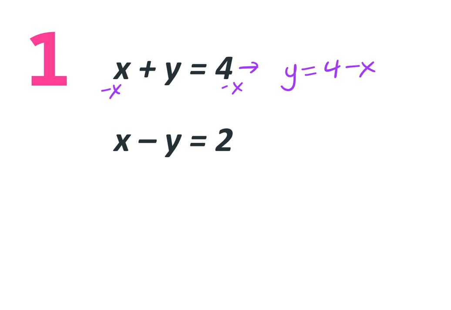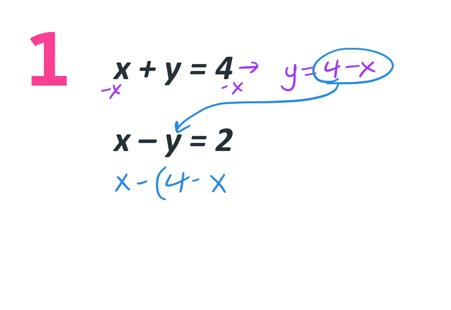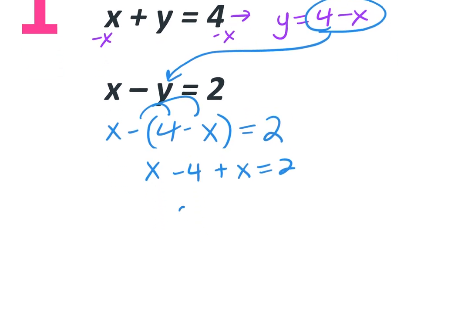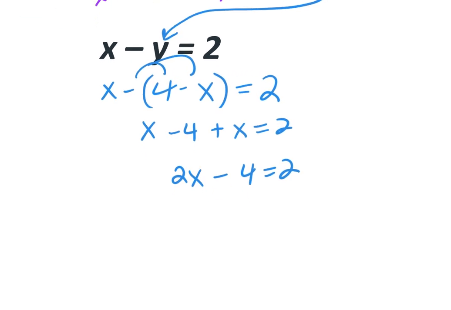So then I'm going to take what y equals from that one and plug it in the place of y in the second one. And I get x minus, I'm going to put the parentheses in this time to remind me that that negative goes to both. So I get x minus (4 minus x) equals 2. x plus x is 2x minus 4 equals 2. And then just solve. So add the 4. 2x equals 6 and divide by 2. And x is 3.